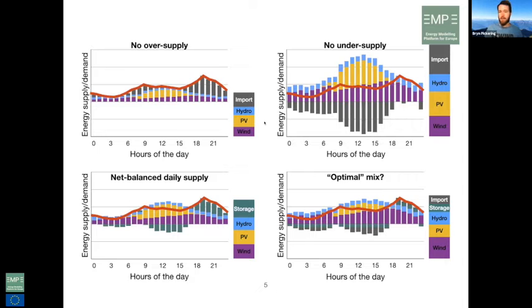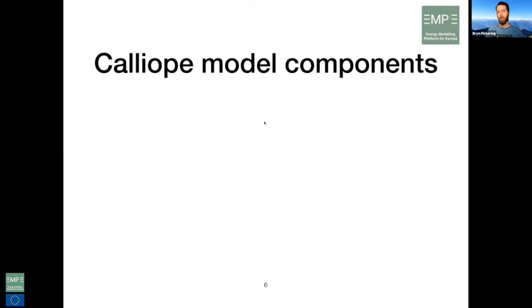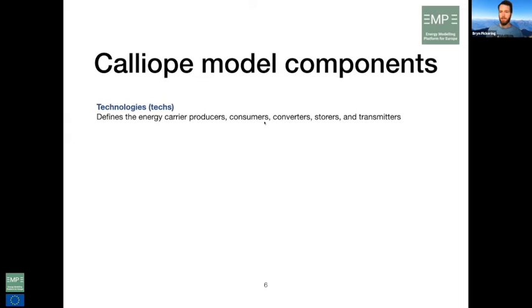When we have these problems, as I say, we've got demand, we've got supply, we've got storage, we've got transmission. And this is how we break up the explanation of the model within Calliope as components of the model. So we have technologies, and those are things that produce energy, consume energy, convert energy, store it or transmit it between different locations. And so we need locations.